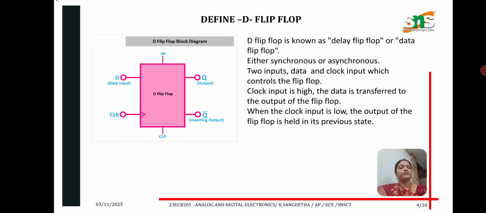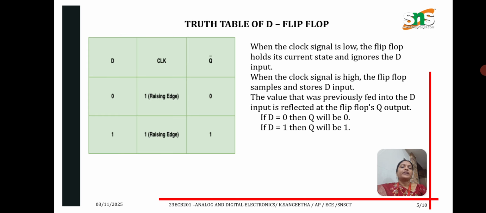The next is the definition of the D flip-flop. The D flip-flop is known as the delay flip-flop or data flip-flop. It has two inputs, the D input and the clock input, and the outputs are Q and Q bar. It can be either synchronous or asynchronous. If the clock input is high, the data is transferred to the output of the flip-flop. When the clock input is low, the output of the flip-flop is held at its previous state. And this is the truth table of the D flip-flop.